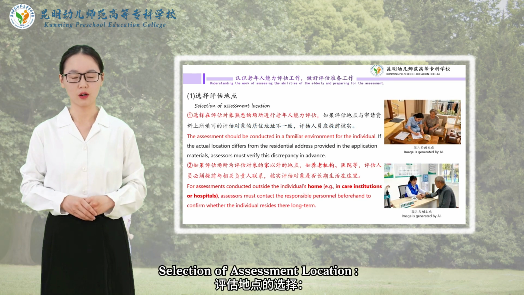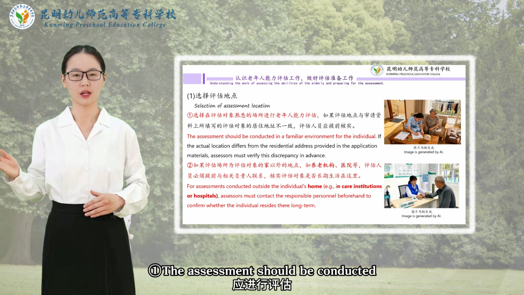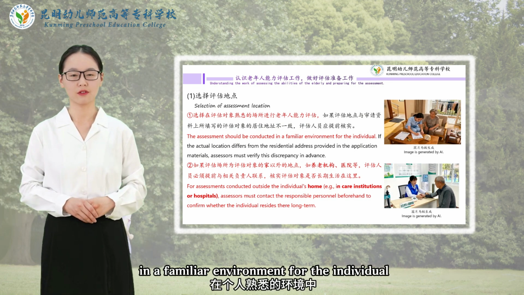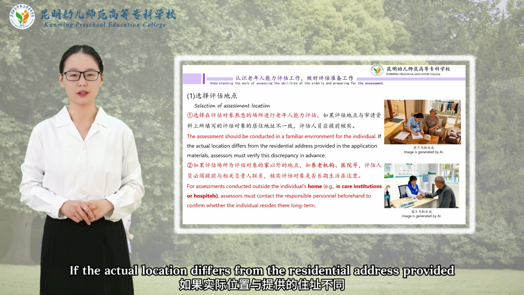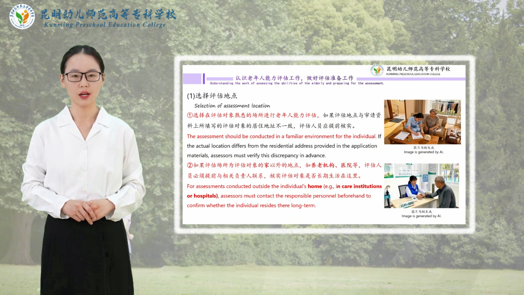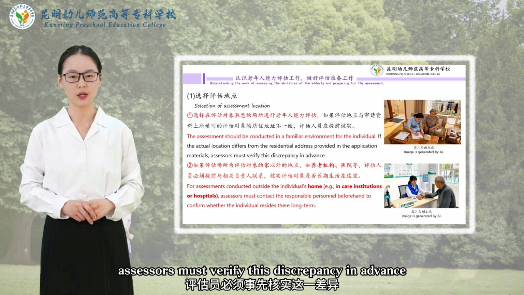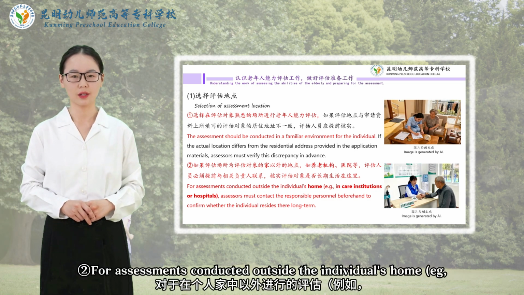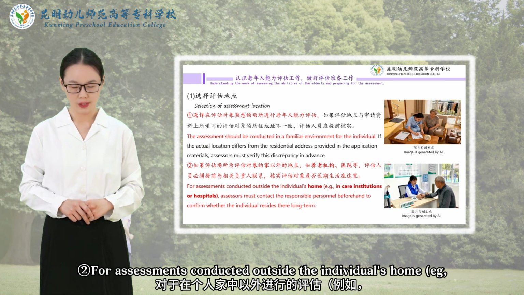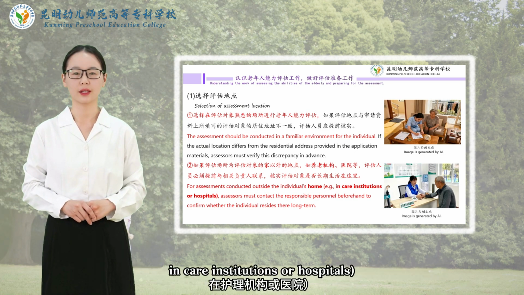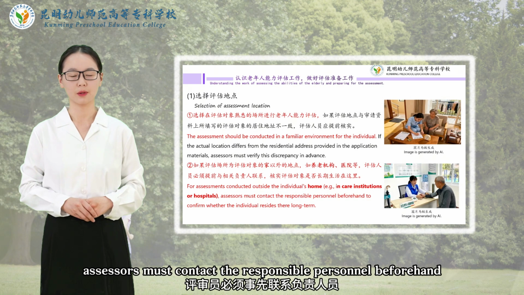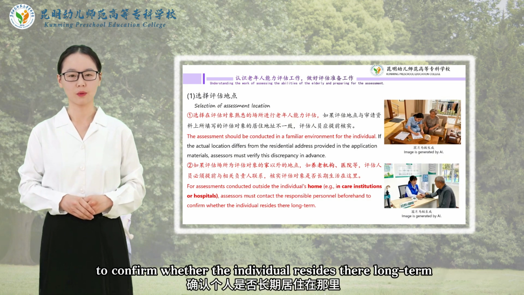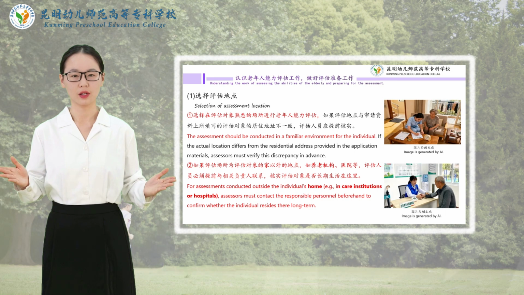First, selection of assessment location. First, the assessment should be conducted in a familiar environment for the individual. If the actual location differs from the residential address provided in the application materials, assessors must verify this discrepancy in advance. Second, for assessments conducted outside the individual's home, for example in care institutions or hospitals, assessors must contact the responsible personnel beforehand to confirm whether the individual resides there long-term.